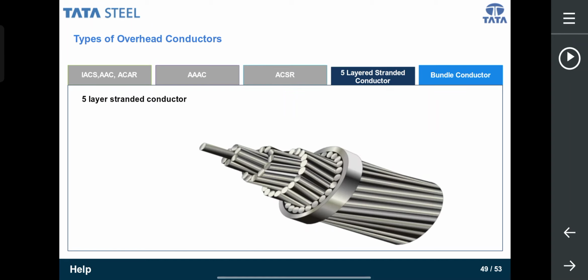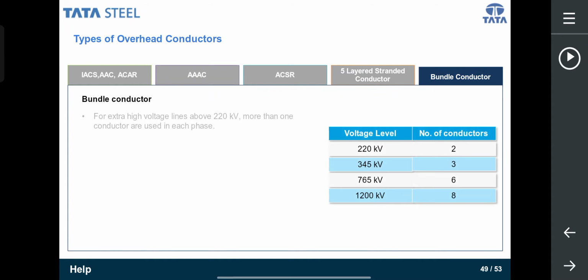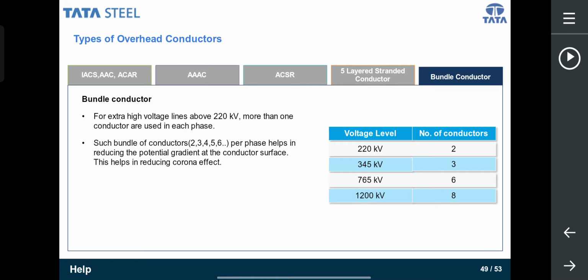This is the image of 5-layered stranded conductor. Bundle conductor. For extra high voltage lines above 220 kV, more than one conductor are used in each phase. Such bundle of conductors, 2, 3, 4, 5, 6 per phase, helps in reducing the potential gradient at the conductor surface. This helps in reducing corona effect.